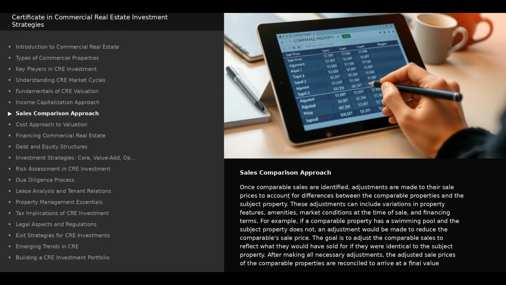The goal is to adjust the comparable sales to reflect what they would have sold for if they were identical to the subject property. After making all necessary adjustments, the adjusted sale prices of the comparable properties are reconciled to arrive at a final value estimate for the subject property. This approach provides a market-driven perspective on value.